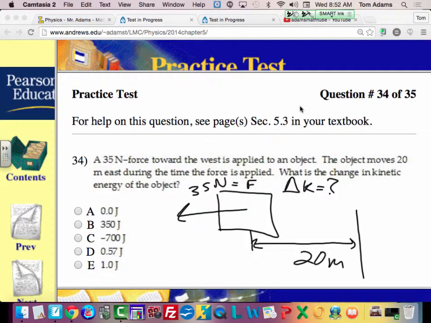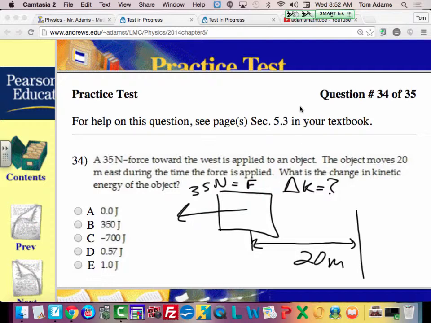Well, here's the trick. We know that delta K is equal to the work done. You guys know that? And work is just force times distance. Do we have a force? Do we have a distance? All right, so now here's what we've got to decide, and this is where it gets tricky. What's positive? What's negative? Let's just do the numbers, and we'll talk about how to do the positive or negative.